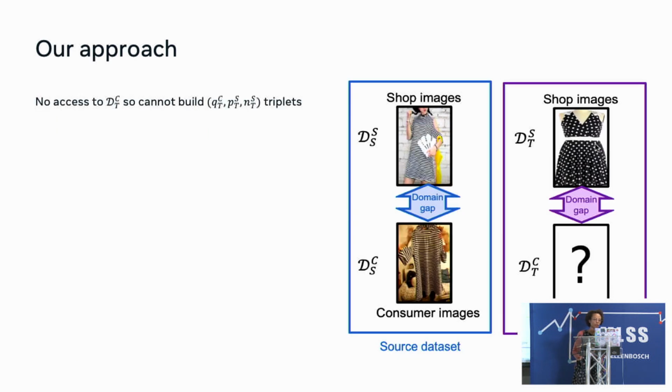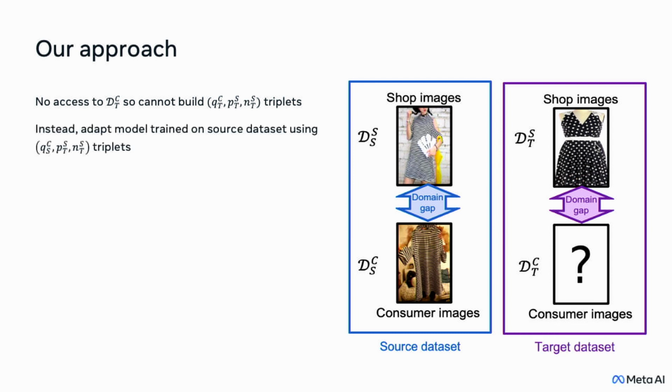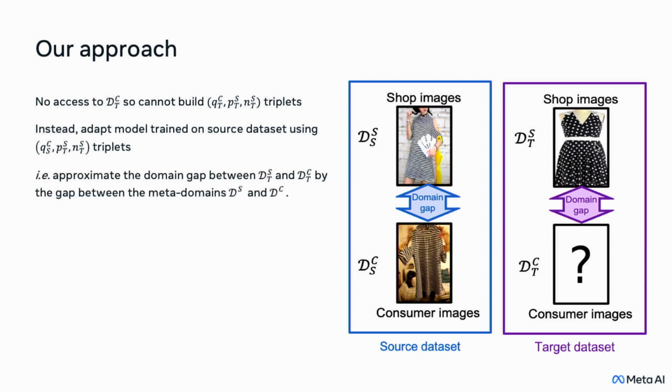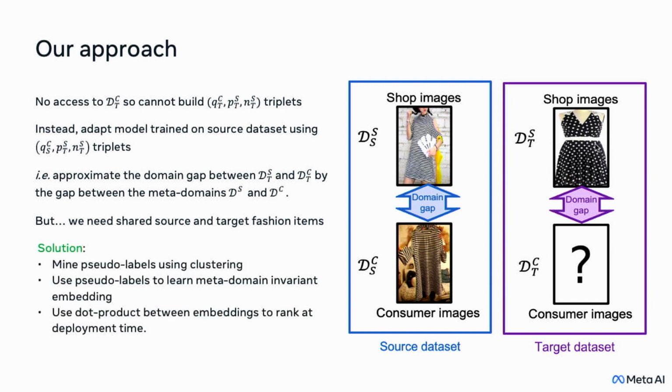So as we mentioned before, we don't have these consumer images here for the target, and so we can't really construct them as we would typically do, right? So we're going to adapt the source data set, and we're going to approximate this domain gap by the meta-domain gap, okay? To do that, we're going to have to find some way to associate these images with these images. So we're going to have to find a way to determine some kind of relationship between those two data sets.